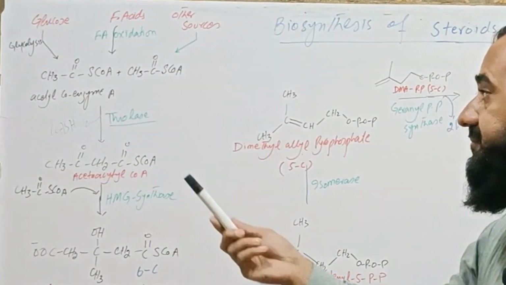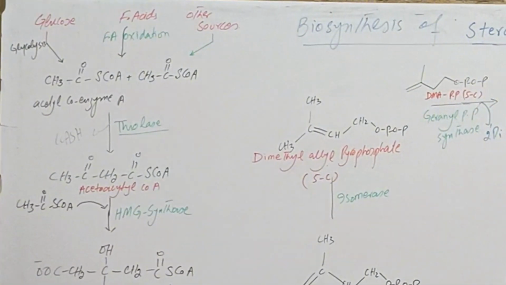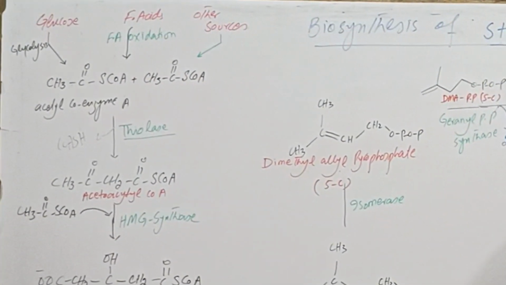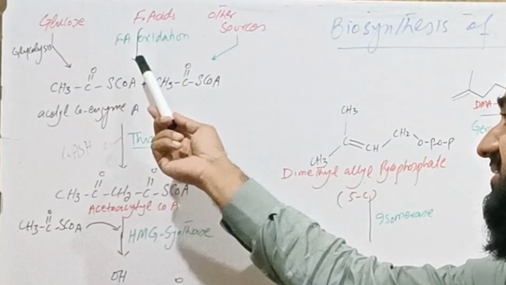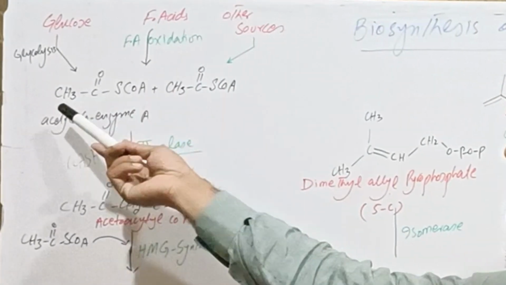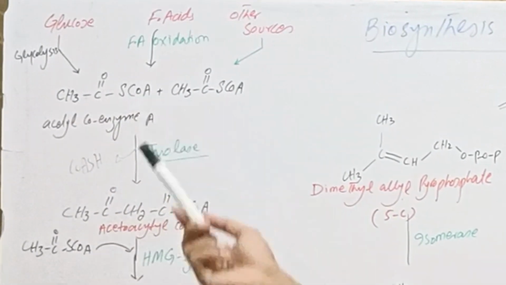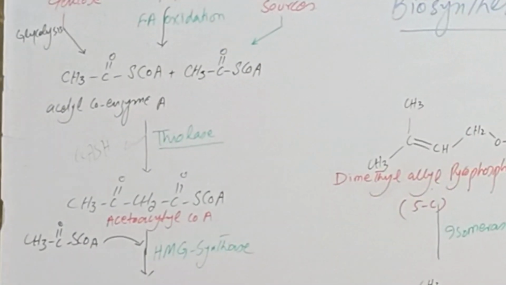As we know, glucose undergoes glycolysis, pyruvic acid is formed, and upon oxidation gives acetyl coenzyme A. This is also obtained from fatty acid oxidation and other sources. So acetyl coenzyme A is the first basic unit which starts cholesterol synthesis.